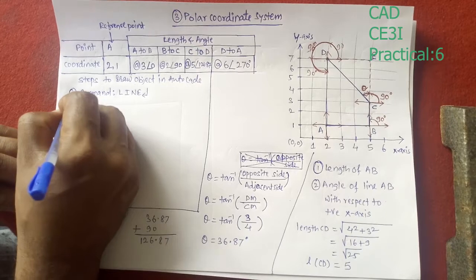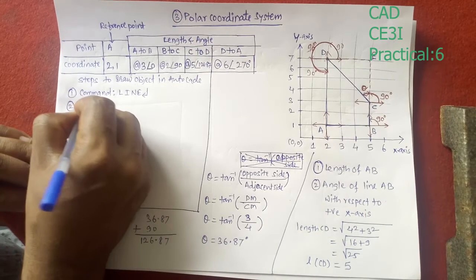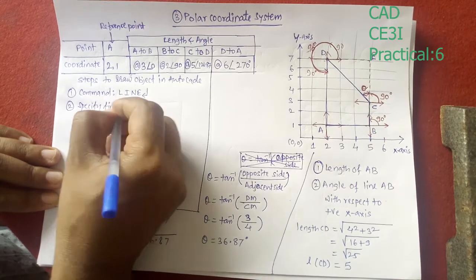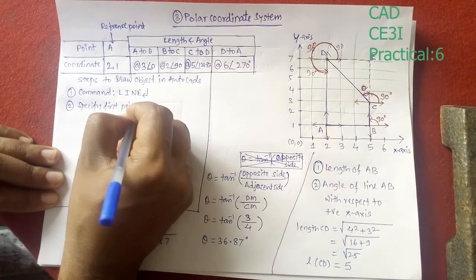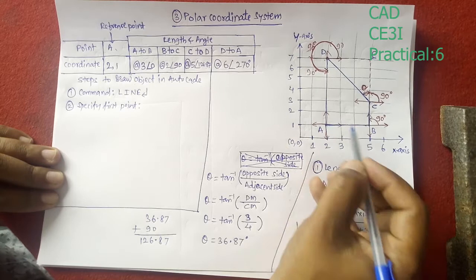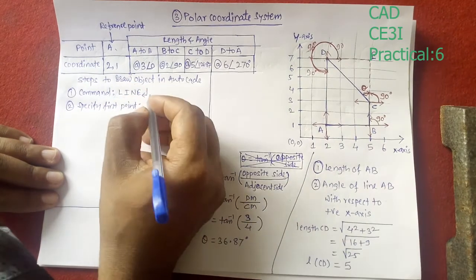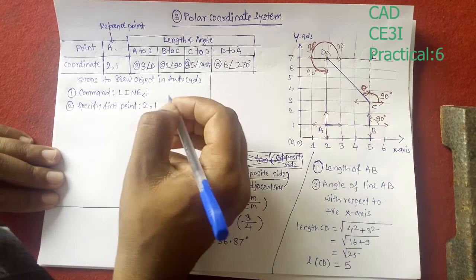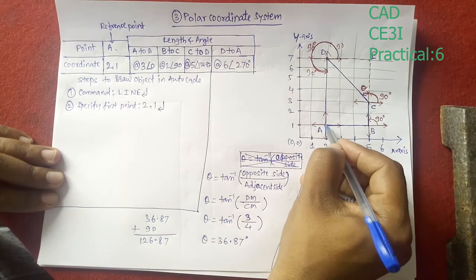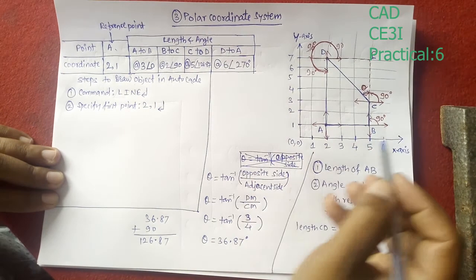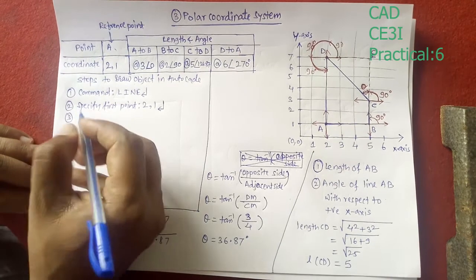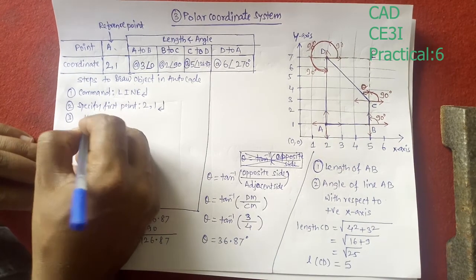So system will ask us to specify first point. So the first point is A, and coordinates of point A are 2, 1 and press enter button. So the first point, that is point A, is located by the AutoCAD. Next AutoCAD will ask us to specify next point.